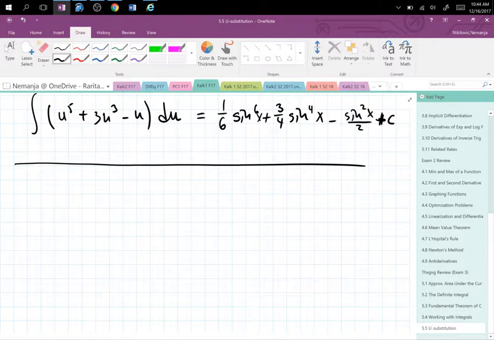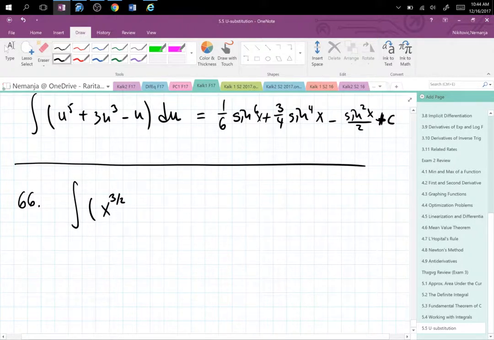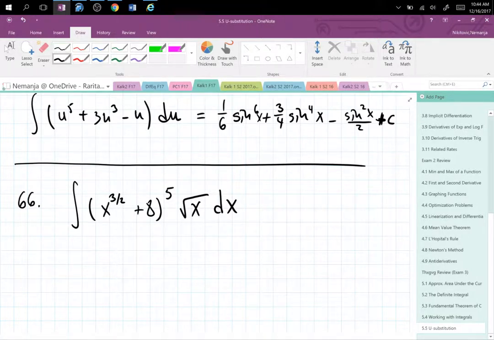So this is 66. It says, try this one on your own for some time. The integral of x to the 3/2 plus 8, everything to the 5th, times square root of x dx. It will prove spicy for the final on that one.